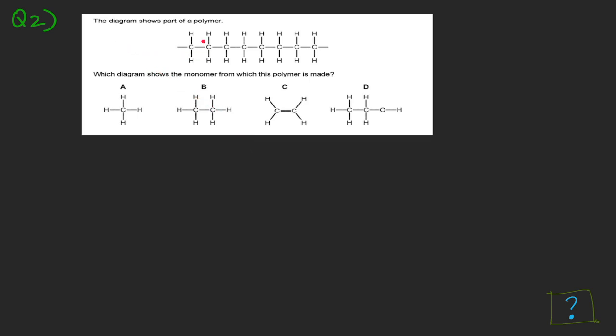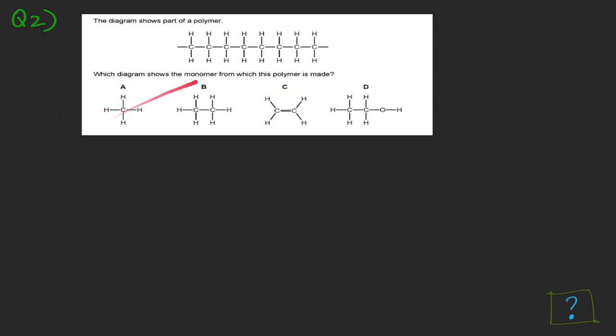The diagram shows part of a polymer. Which diagram shows the monomer from which this polymer is made? So here we have methane, and here we have ethane, and here we have ethene, and here we have ethanol. They all have 2 carbons, except methane, of course. Now, from which of these could this polymer be made?